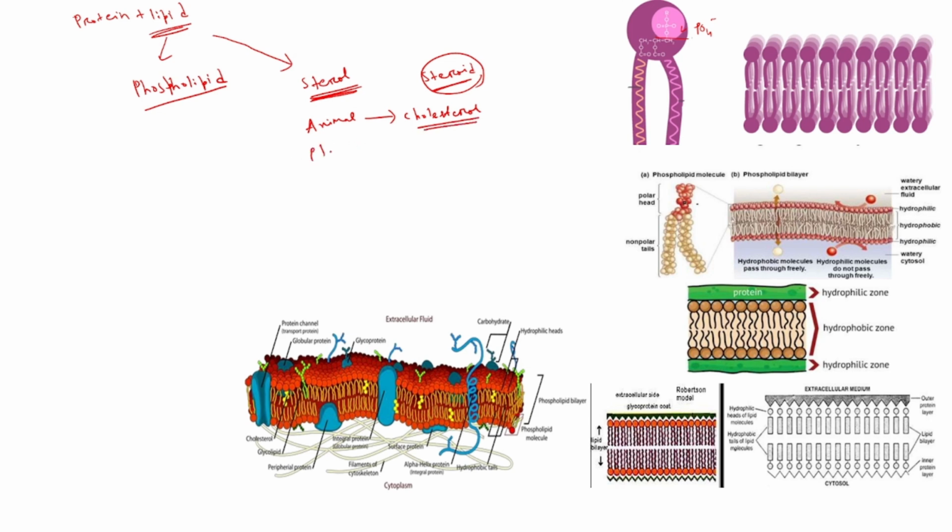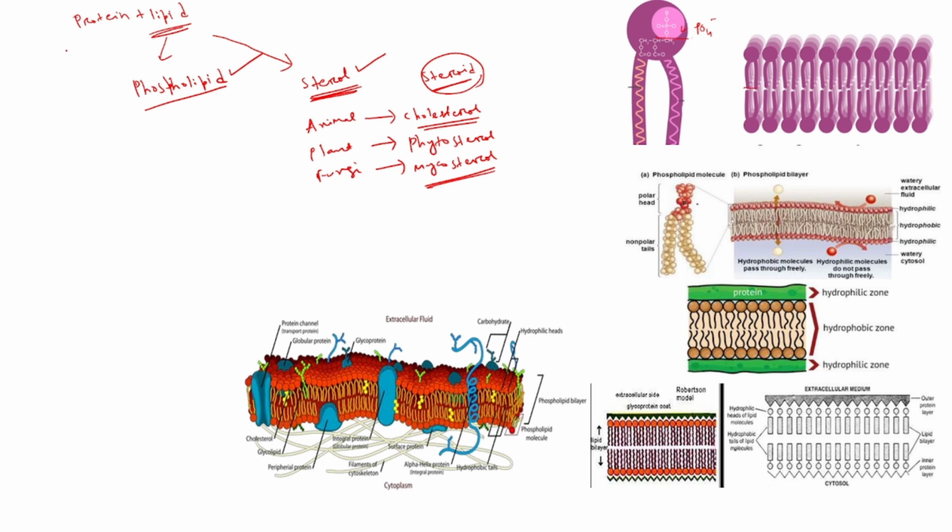In plants, the sterol present is called phytosterol. In fungi, the sterol is called mycosterol. So in different organisms, different types of sterols are present. So always in the plasma membrane structure, lipid is present, and which type of lipid? One is the phospholipid, another is the sterol. So two types of lipid are present in the plasma membrane.